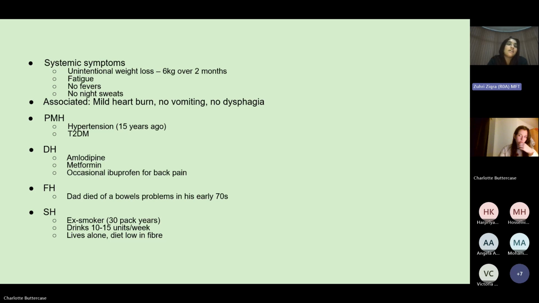If you got this far, it was their dad died of bowel problems in his early 70s. I think in the script it specifically says bowel cancer. And then social history-wise, they were an ex-smoker. They drank 10 to 15 units. They live alone. I don't think anyone probably asked about fibre, but if you did, the diet was quite low in fibre. So what were people's thoughts on differentials in their head, or when they communicated next steps, what did people do in their own scenarios?